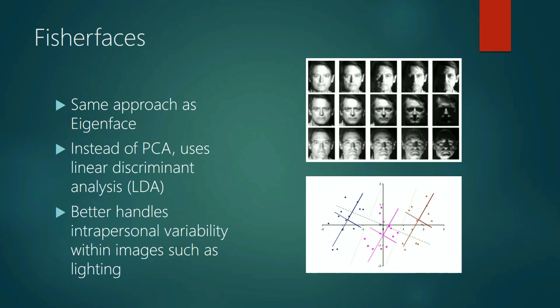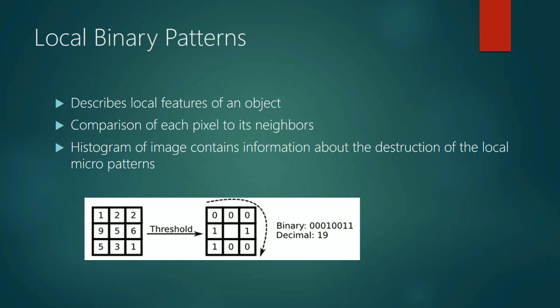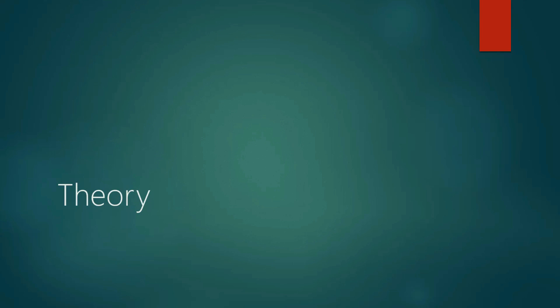The next method that we use is Fisherfaces, which follows the same approach as eigenfaces, but instead of PCA makes use of the linear discriminant analysis technique that we described previously. It better handles interpersonal variability within images, such as lighting, as you can see in the picture beside. Local binary patterns histograms describe local features of an object, and they do this by comparing each pixel to its neighbors. The histogram of the image contains information about the distribution of local micropatterns.